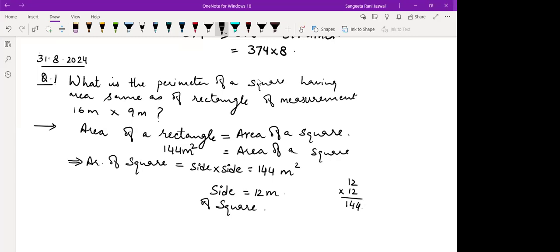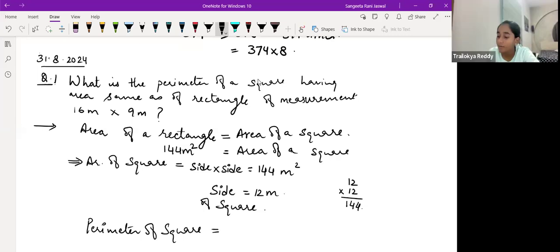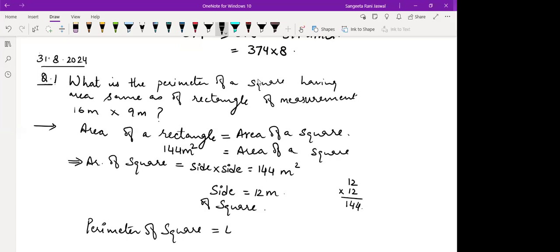So when you know the side of the square, can you find the perimeter? Find out the perimeter. Perimeter of a square is? Yes, Trilokya, what is the perimeter? Ma'am, 48 meters. That is 4 into side. So 4 into 12 will be 48 meters. Right, children?